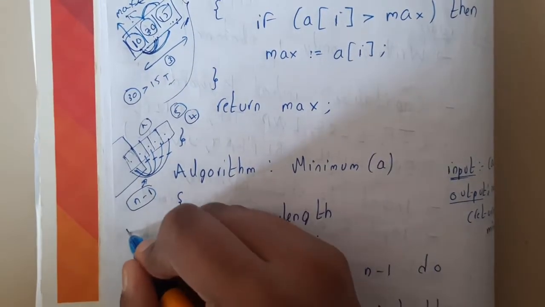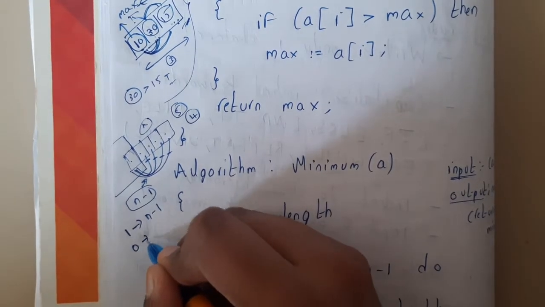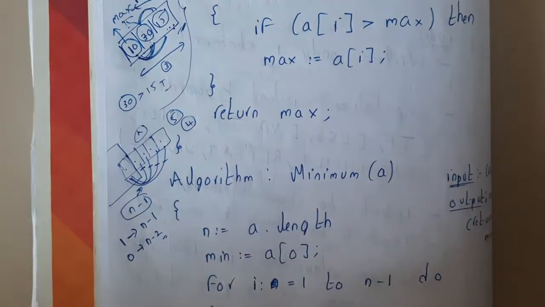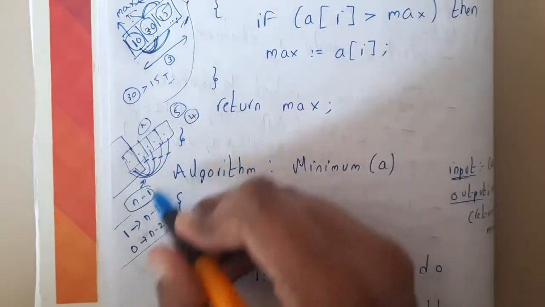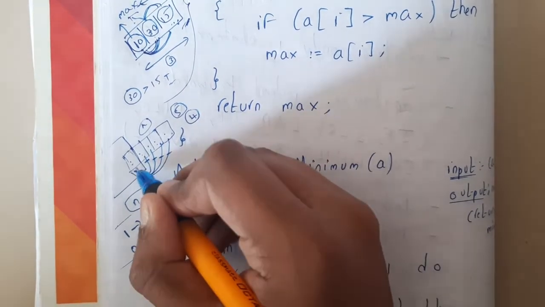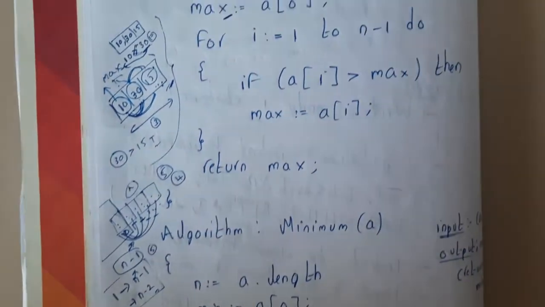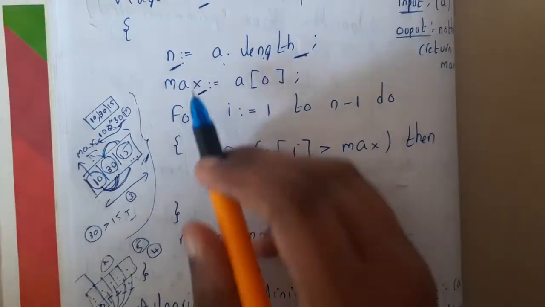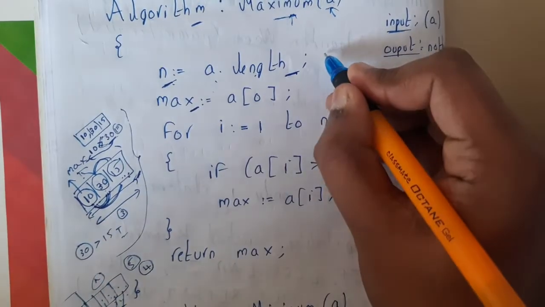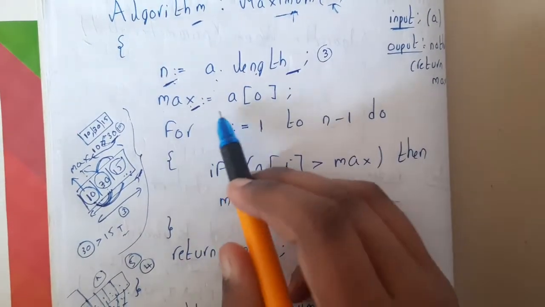So this algorithm will run from 1 to n minus 1, or 0 to n minus 2. Here n is the length, so the length is 5, but the indexes start from 0, 1, 2, 3, 4. It will be clear once you go through the algorithm, so don't worry about that. Assume in this situation we got 3 as the length. So maximum equals a of 0.